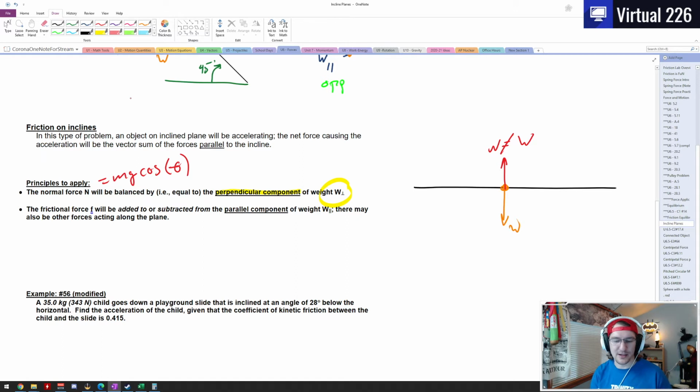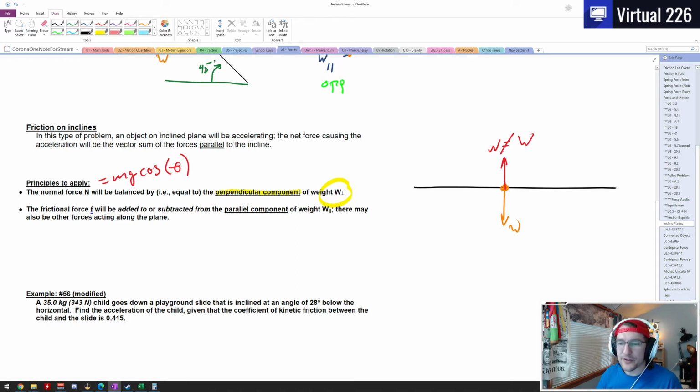And that kind of makes sense, because imagine if you had a really steep slope, like straight up and down. If your slope's directly up and down and you put an object there, it's just going to fall. There is no normal force then, right? Nothing's pushing back on the surface. So we see that there.